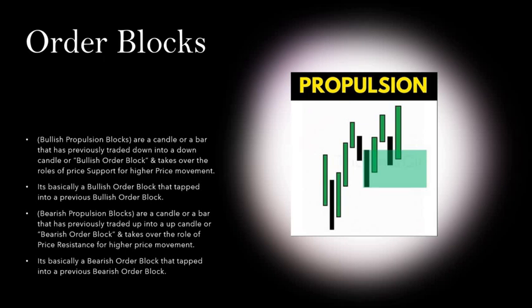Okay? So again, propulsion blocks are used as a fractal entry, a secondary entry, or a forgiving entry. Those are all pretty much the same names for me. Forgiving entry, secondary entry, or fractal entry. That's what propulsion blocks are meant for. And using propulsion blocks to see if it respects it or not can show us what type of order flow we're in. Remember, order flow, what direction the market is favoring.